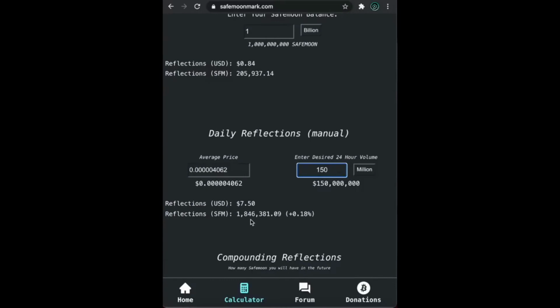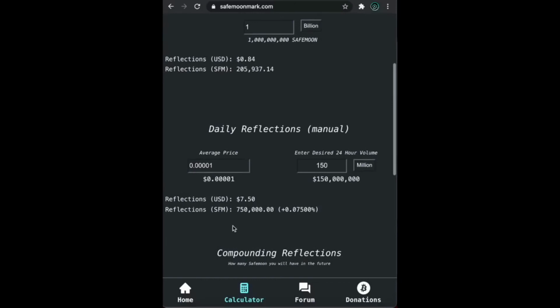Let's see what happens if we change the price. Let's say the price was higher. Let's say at 0.00001. We see that our reflection in USD stays the same. As I mentioned in my first video, your reflections in USD have nothing to do with the price, only the volume. But what happened to our Safemoon reflections? What was once 1.8 million is now 750,000, even with the same volume.